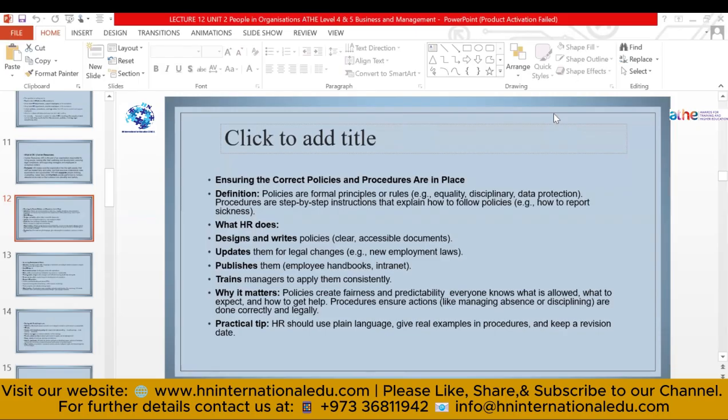In practical tips, HR should use plain language, not jargon English, which is really tough because in the organization we have people with different backgrounds. Give real examples and procedures that people can actually work with, and keep a revision date. That is when you need to ask them again.